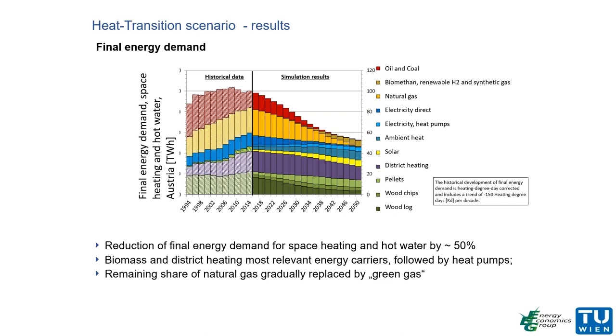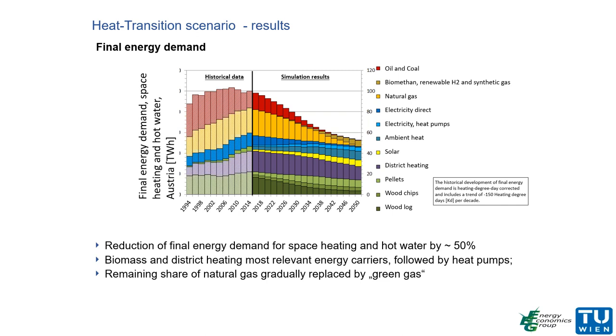Regarding the different energy carriers, we see this phase out of oil and coal around the mid 2030s. It's very hard to completely phase out natural gas because of different restrictions in the building stock. So it will probably be the case that there will be a small remaining part of gas left in the building sector. And according to other studies dealing with the potential of biomethane, this could be covered by green gas.